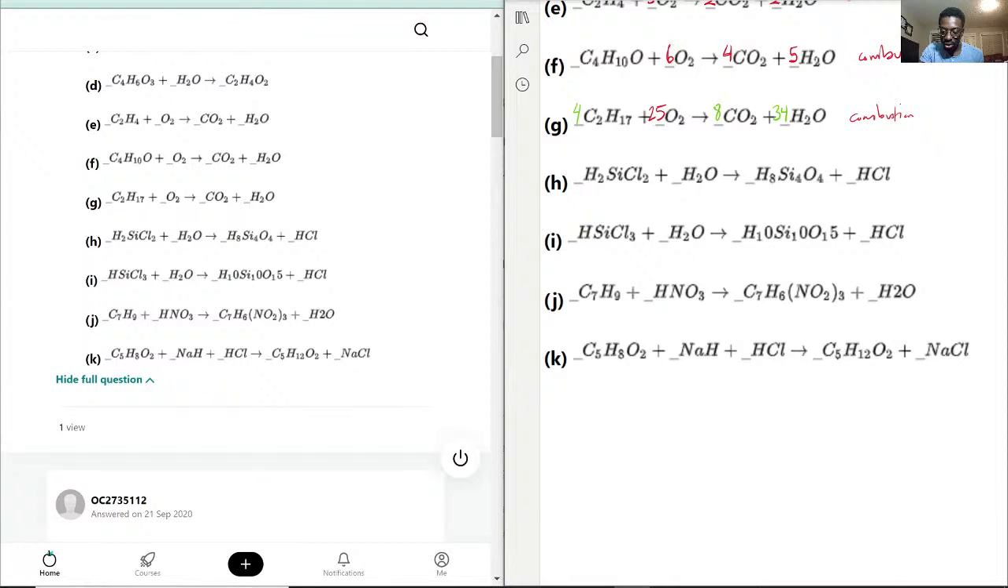H2SiCl2, H2O. And so for this one, you notice the only thing that doesn't really move around is the silicon. So there's 4 of them here, so we want at least 4 here.